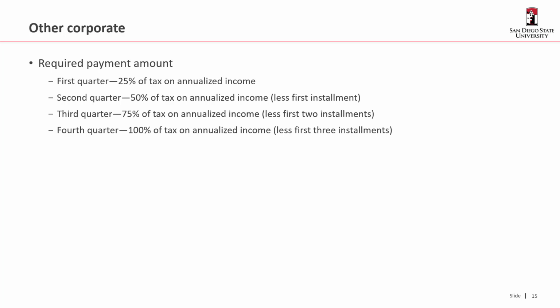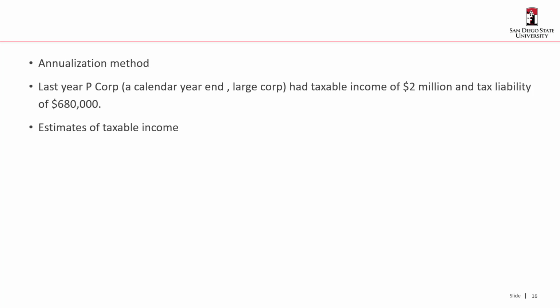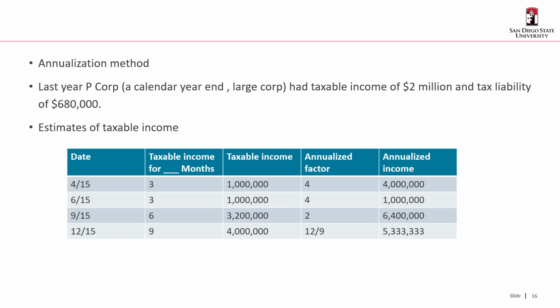Okay, let's just get to an example. Maybe that'll help. So last year, P Corp, which is a calendar year end, and they're large, had taxable income of $2 million, and last year's tax liability was $680,000. Although for some reason I think I changed that later on in the example. We'll find out soon enough. So they need to prepare estimates of their taxable income. So for each of their estimated tax payments, one in April, one in June, one in September, one in December, they determine the number of months they need to calculate taxable income for.